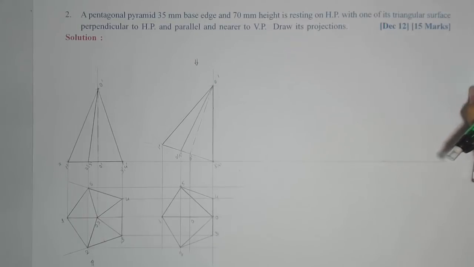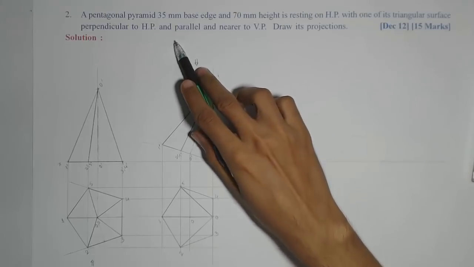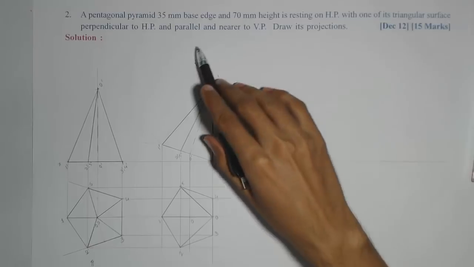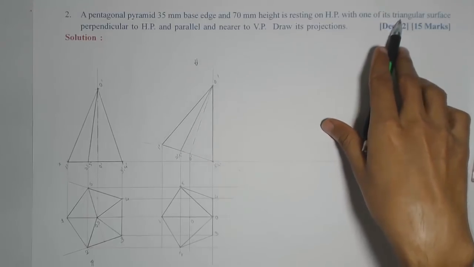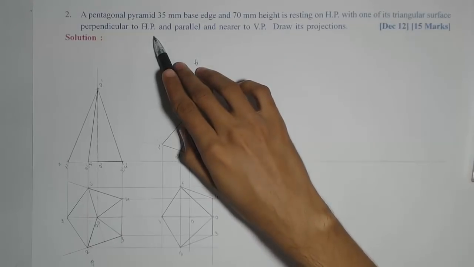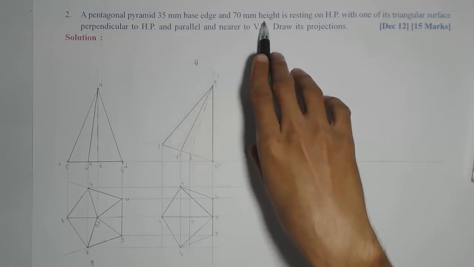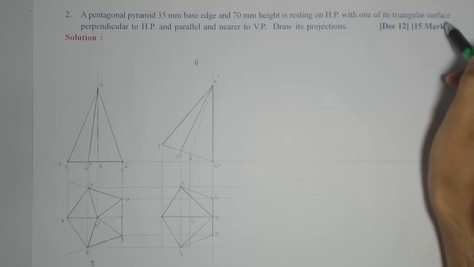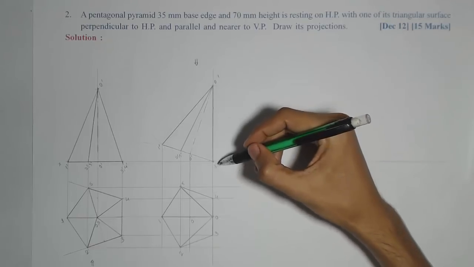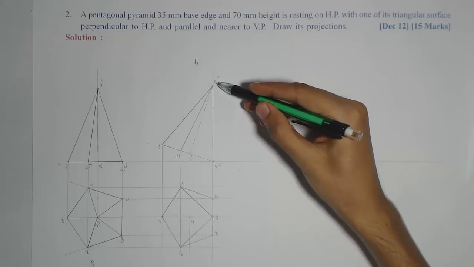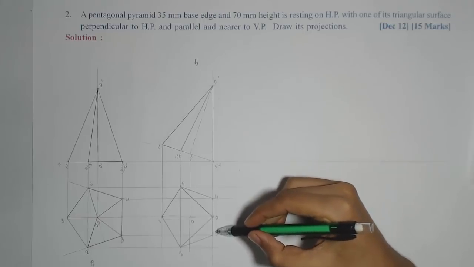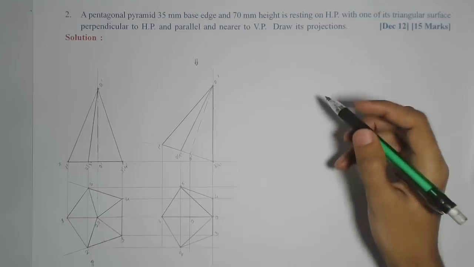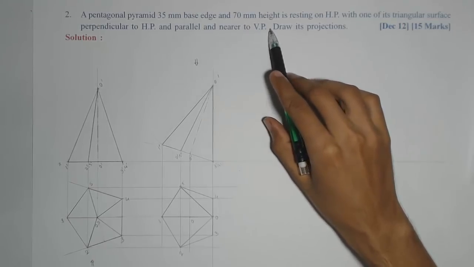Now in the third stage, we need to consider the condition given for VP. Now the problem says the triangular surface perpendicular to HP and parallel and nearer to VP. That means the condition with the VP is given for the same triangular surface. Means the triangular surface 3 dash 4 dash O dash, which is a straight line 3, O, 4 in top view, this straight line now again I have to make parallel and nearer to VP.